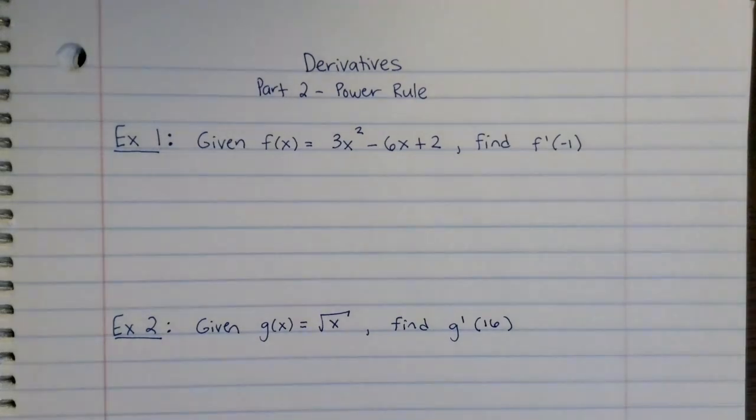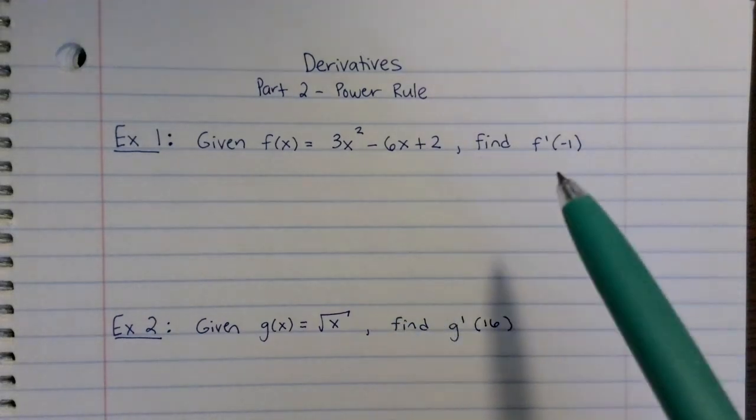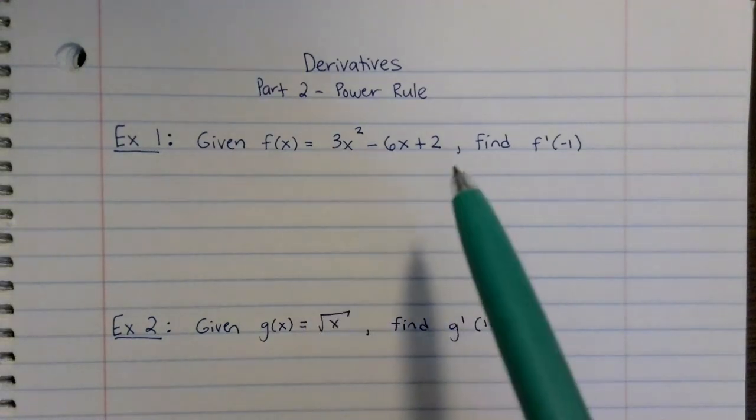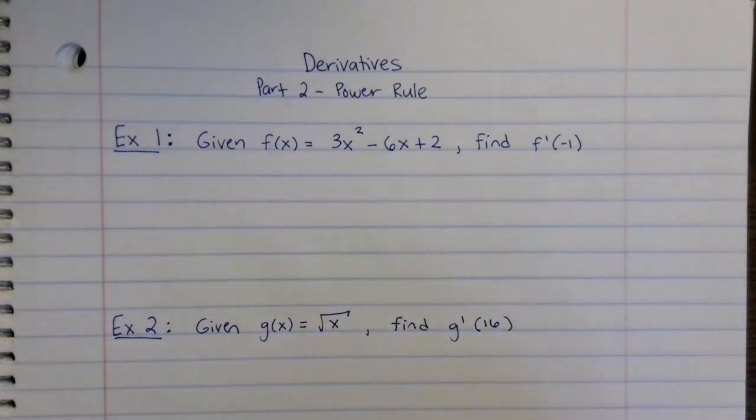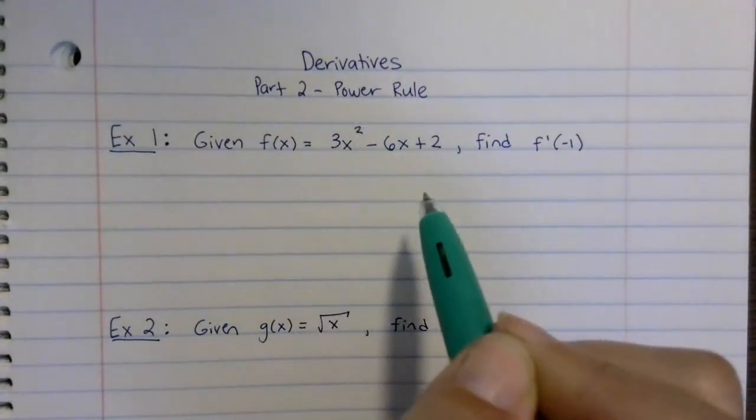Part 2 in our derivative series, we're going to be looking specifically at the power rule. We're going to be evaluating derivatives at specific x values for 3 types of functions. So for this first function, we have a quadratic or polynomial type function. And this is maybe the simplest way to look at the power rule.